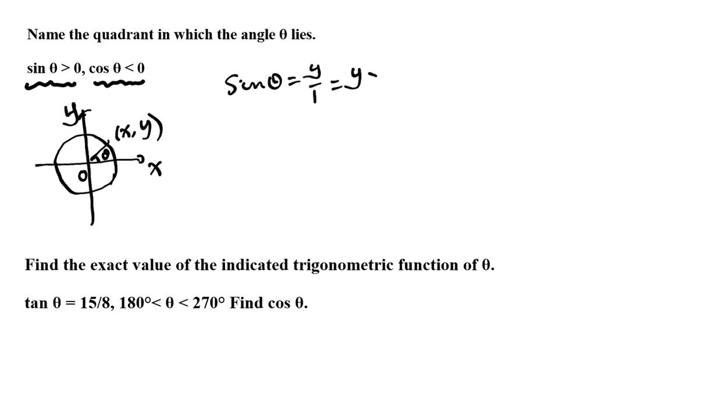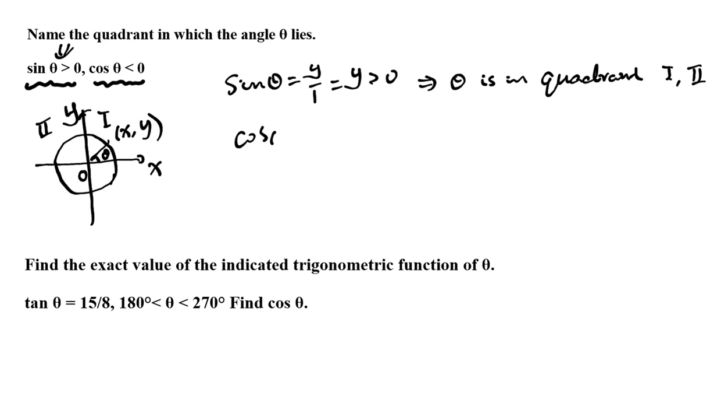Y is positive because sine theta is positive. So it tells us theta should be in quadrant either 1 or 2, because y is above the x-axis.